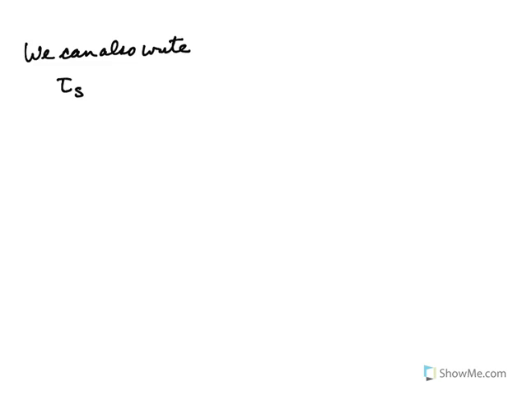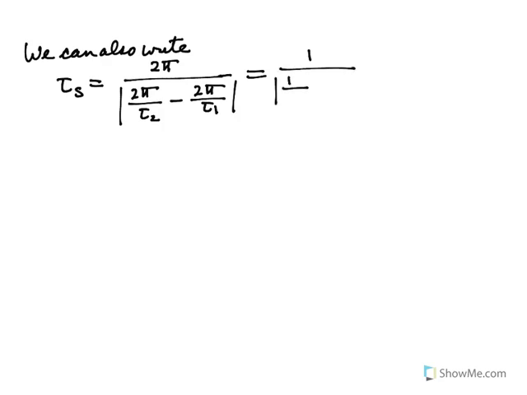Now, there's another form that we can write this in. We can also write that tau s is equal to 2 pi divided by 2 pi over tau 2 minus 2 pi over tau 1 in absolute value, where the 2 pi's cancel out, and we get 1 all divided by 1 over tau 2 minus 1 over tau 1, which is equal to tau 2 times tau 1 all divided by the absolute value of tau 2 minus tau 1. So that's an alternate expression.